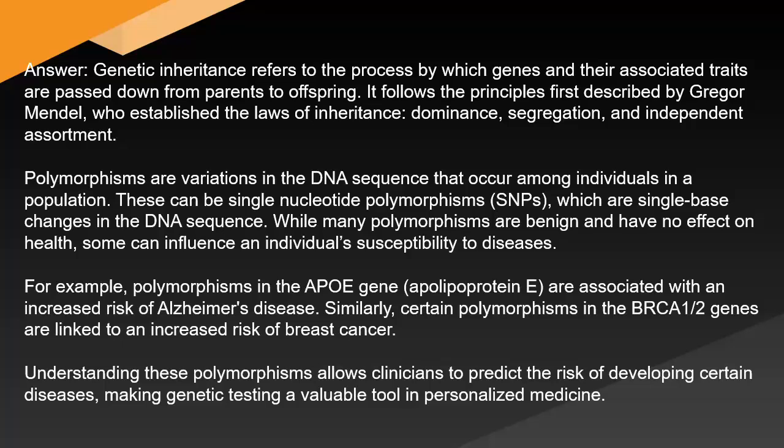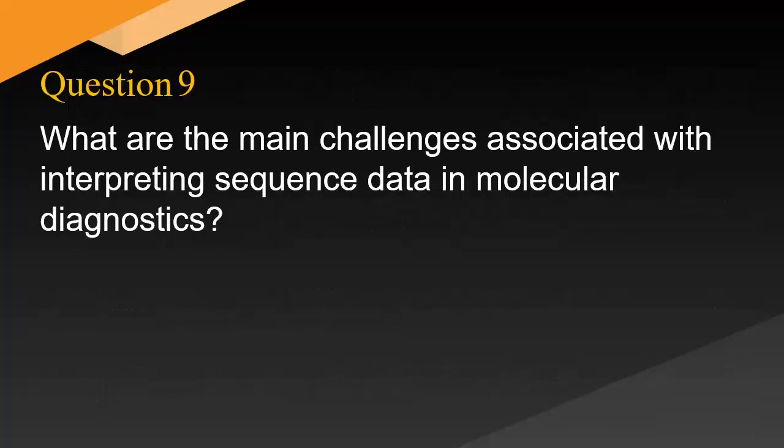For example, polymorphisms in the APOE gene, apolipoprotein E, are associated with an increased risk of Alzheimer's disease. Similarly, certain polymorphisms in the BRCA genes are linked to an increased risk of breast cancer. Understanding these polymorphisms allows clinicians to predict the risk of developing certain diseases, making genetic testing a valuable tool in personalized medicine. What are the main challenges associated with interpreting sequence data in molecular diagnostics?